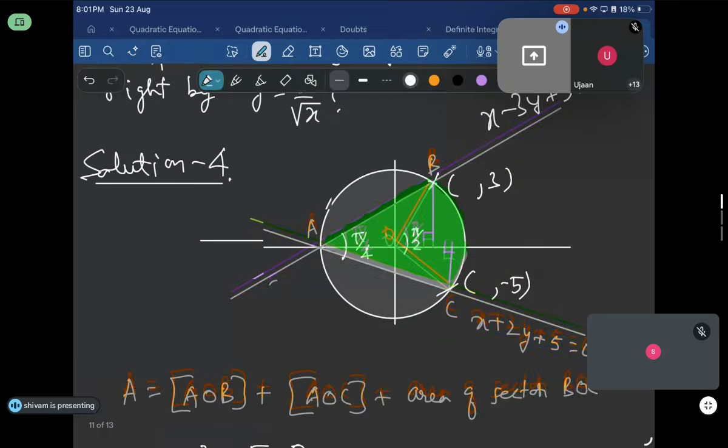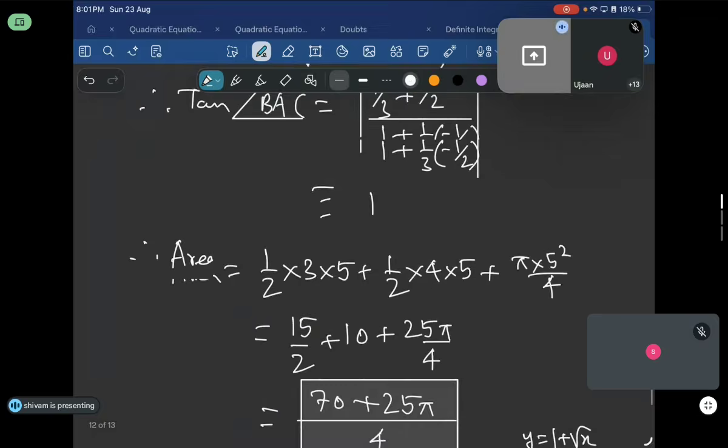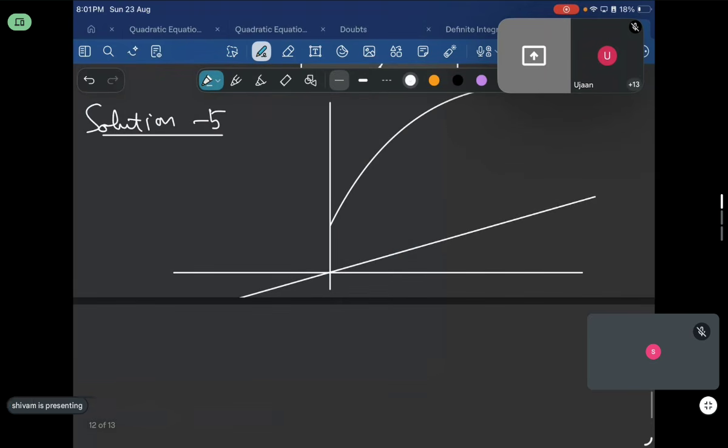And y equal to 2 by root over x. So y equal to 2 by root over x. Let us see how we can plot.